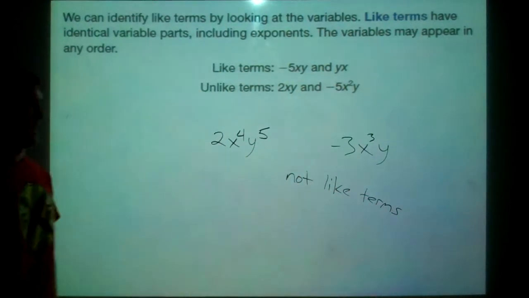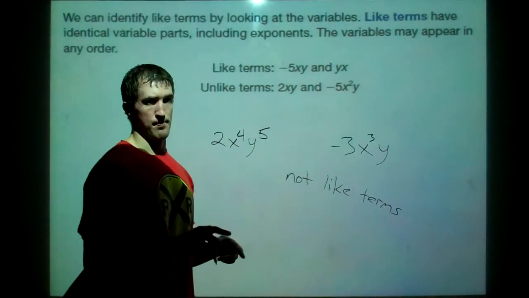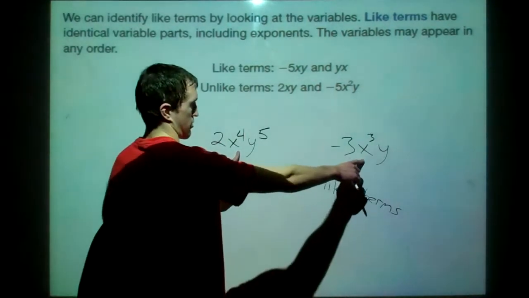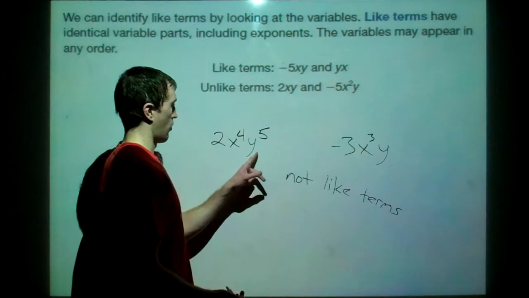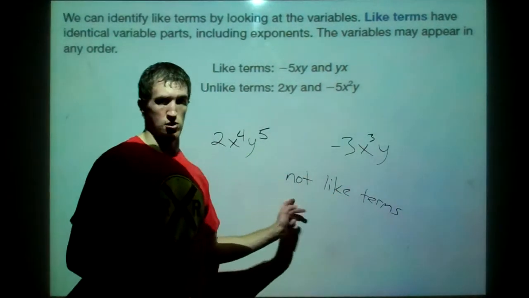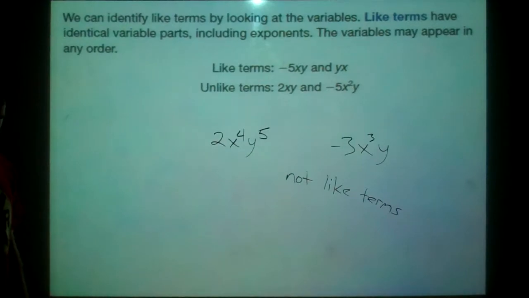Okay? These are not like terms because we have different variable associations. So x to the fourth, x to the third, they are not to the same power. Y to the fifth, and y, they are not to the same power. These are not like terms. These are not anything that we could combine, like I'm going to show us in a second. Okay?